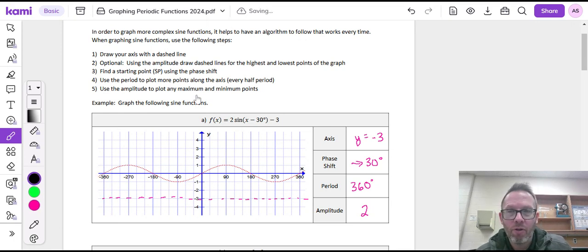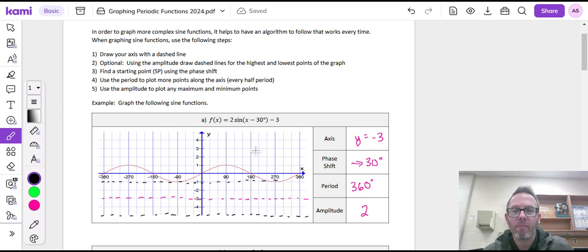Now, an optional thing you can do is plot where the highest values of your function will be and the lowest values. Since our amplitude is 2, we're going to go 2 above the axis, and we're going to go 2 below. We know that our periodic function, our sine function here, will be bound between these two dashed lines. I'm using 2 different colors. You can use different colored pens, or you can use different dashes of lines, like solid line, dash line, whatever you need to do.